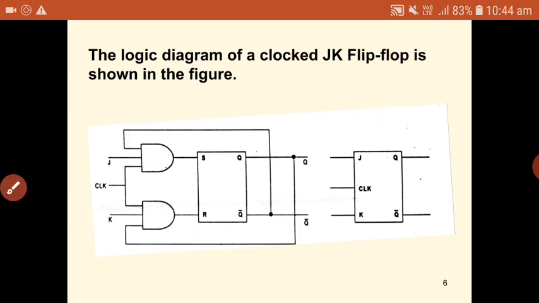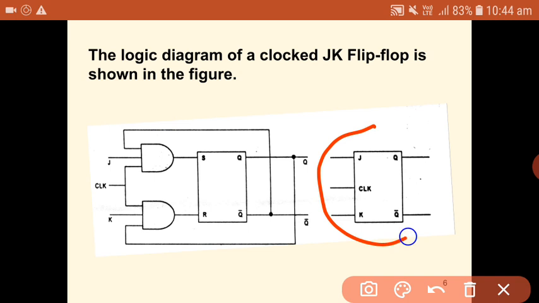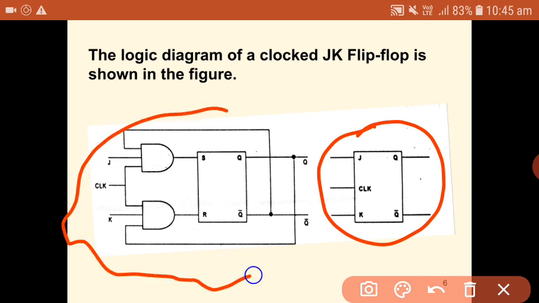So overall you can say this is the block diagram of JK flip-flop, and this circuit defines the modifications you made to the SR flip-flop in order to convert it into JK flip-flop. So by replacing S is equal to JQ bar and R is equal to KQ, you can get the JK flip-flop, in addition to the clock. That is the difference between SR flip-flop and JK flip-flop.